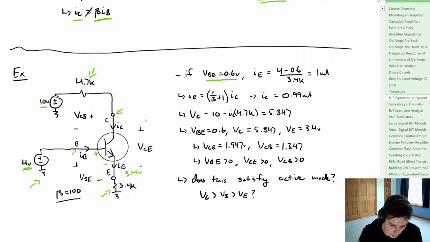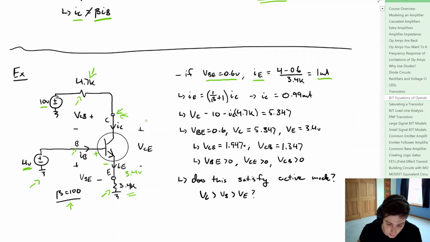So we'd have 3.4 volts divided by this 3.4K resistor. So we could actually say that the emitter current is equal to 1 milliamp. Now again, we're going to say that beta is equal to 100. So we could say that the collector current is equal to 1 divided by beta plus 1, which we derived above. And then we want to check, so we can say, is VB greater than 0? Is VC greater than 0? Is VCB greater than 0? Well, perhaps it is. You can check for yourself to verify that.